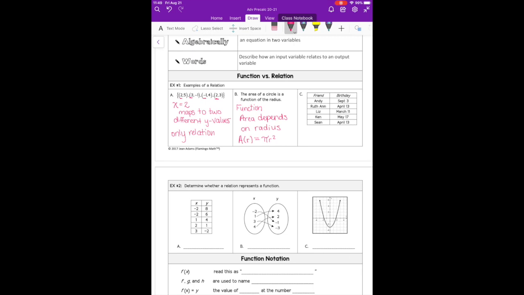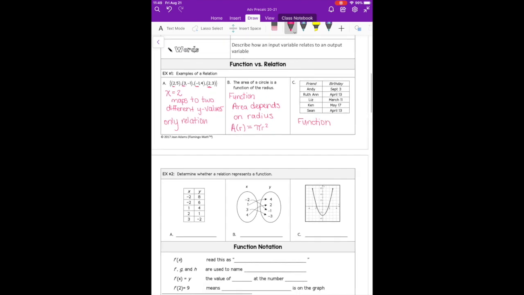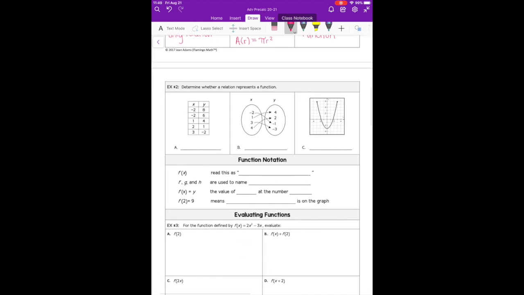All right. What if it's in a table and a word problem using a couple forms? Notice none of your friends repeat. So Andy doesn't have 2 different birthdays. Ken does not have 2 different birthdays. So therefore it is a function. All right, 3 more. If I'm looking at a table, do any of my x values repeat? Yes. So therefore it is only a relation, not a function.